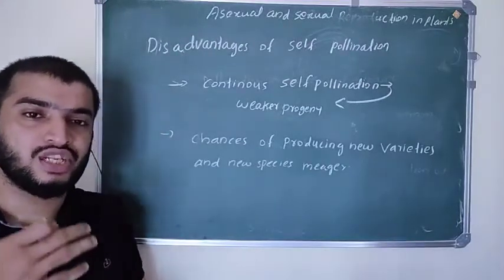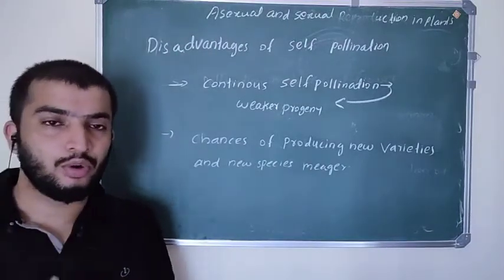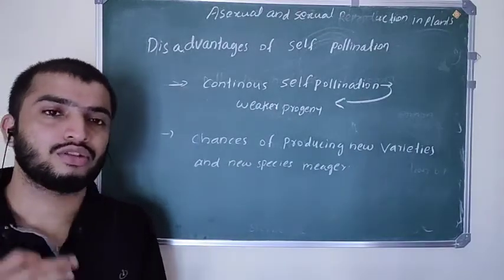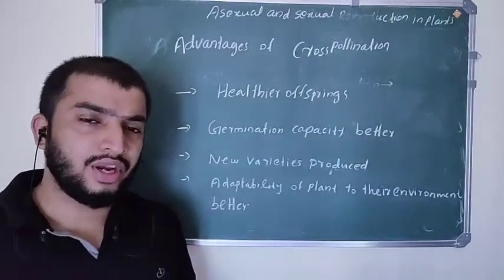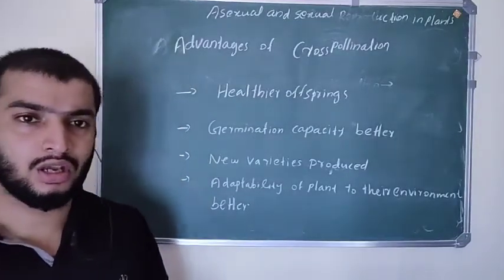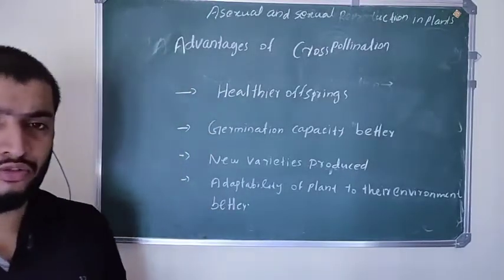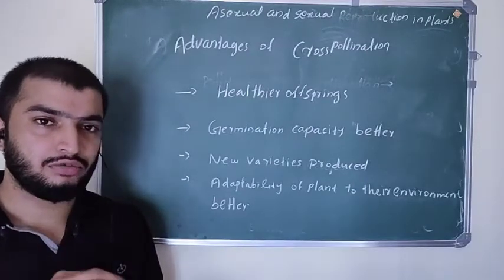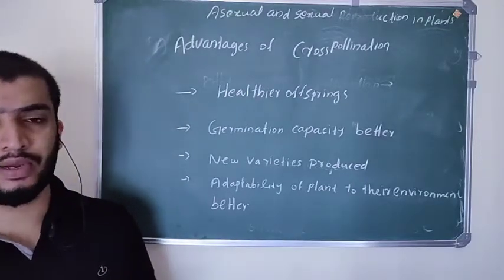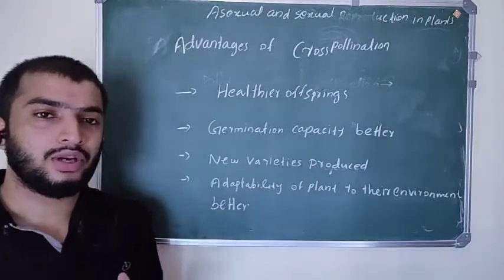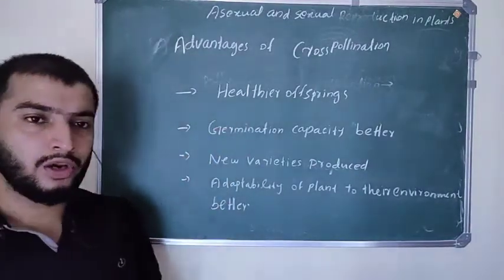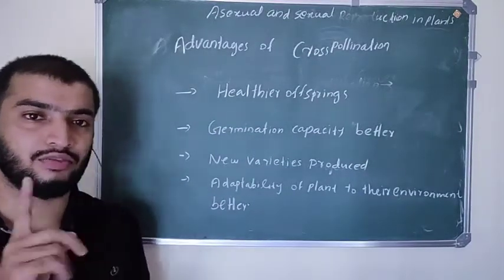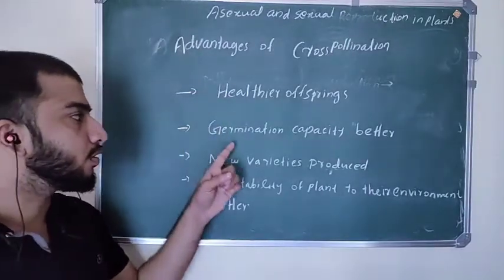Continuous self pollination leads to weaker progeny, and self pollination also leads to fewer new varieties or new species. Then what are the advantages and disadvantages of cross pollination? First of all, the advantages of cross pollination. Cross pollination, you already know, is where pollen grains are transferred from one flower to another flower of another plant. Okay, so advantages of cross pollination. Cross pollination results in healthier offsprings or healthier progenies. That is the first advantage of cross pollination.